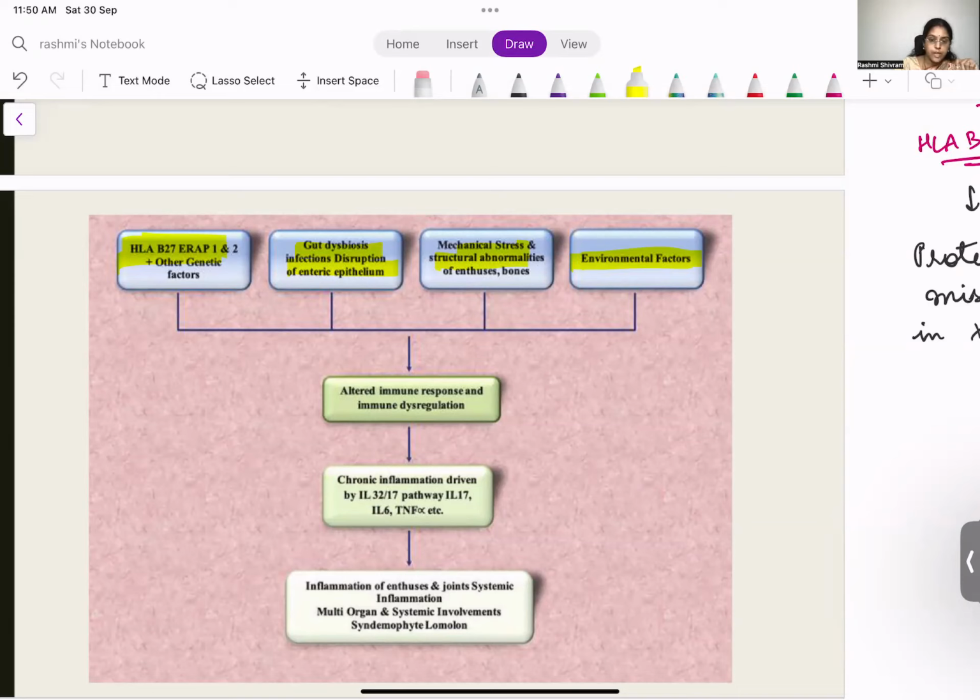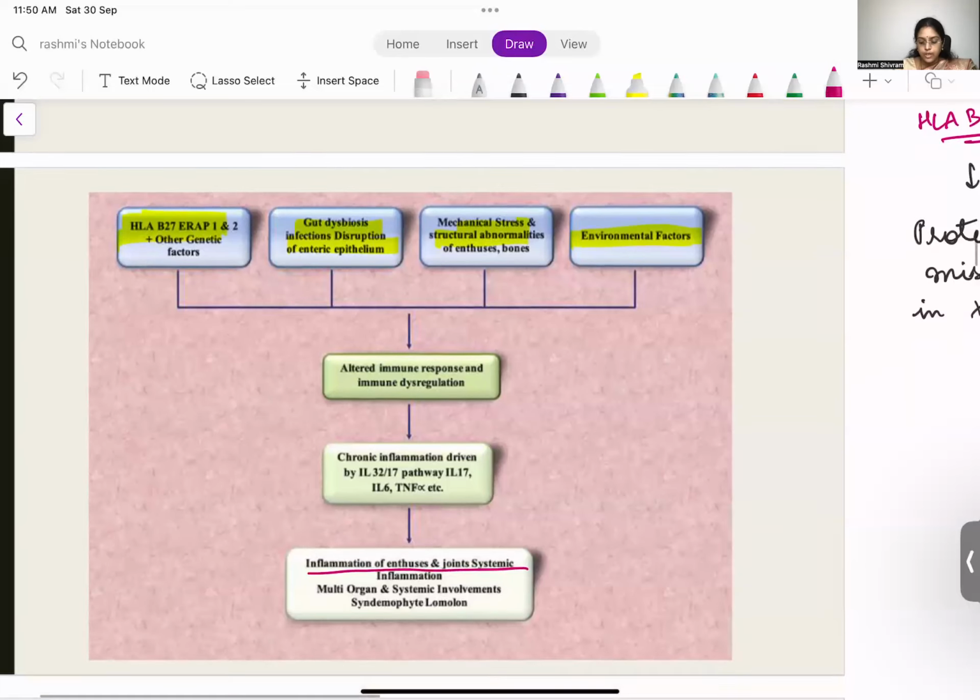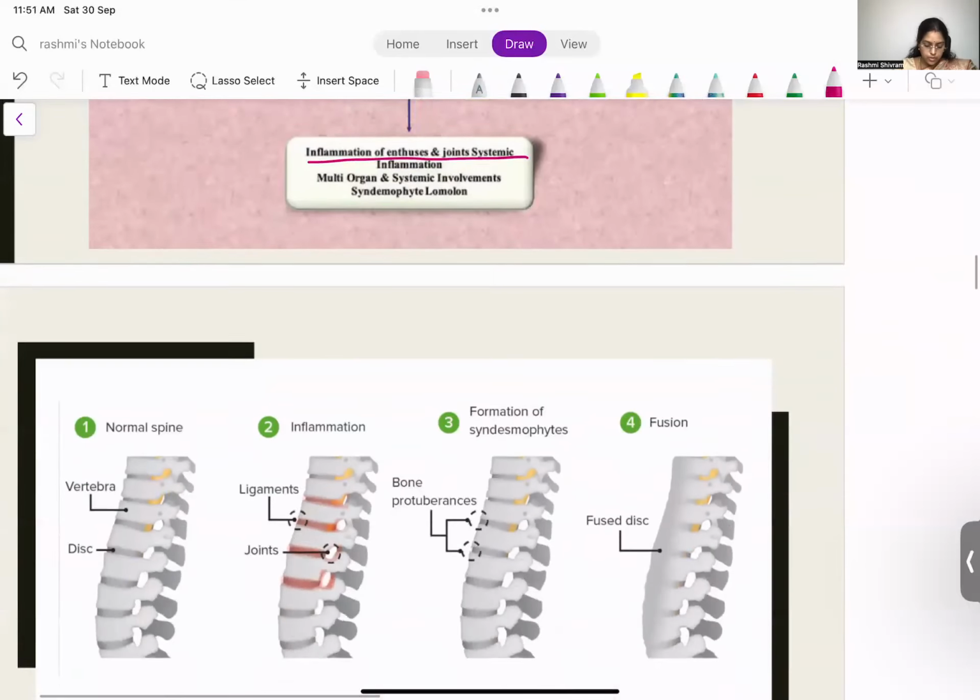Because of that, interleukin 23 and interleukin 17 will be activated. And because of that, there will be inflammation of the enthesis and joints, and multi-system involvement will be there. So this arthritis is not just confined to the spine. You will definitely have extra-articular manifestations. Okay, so let us now proceed with the next one.